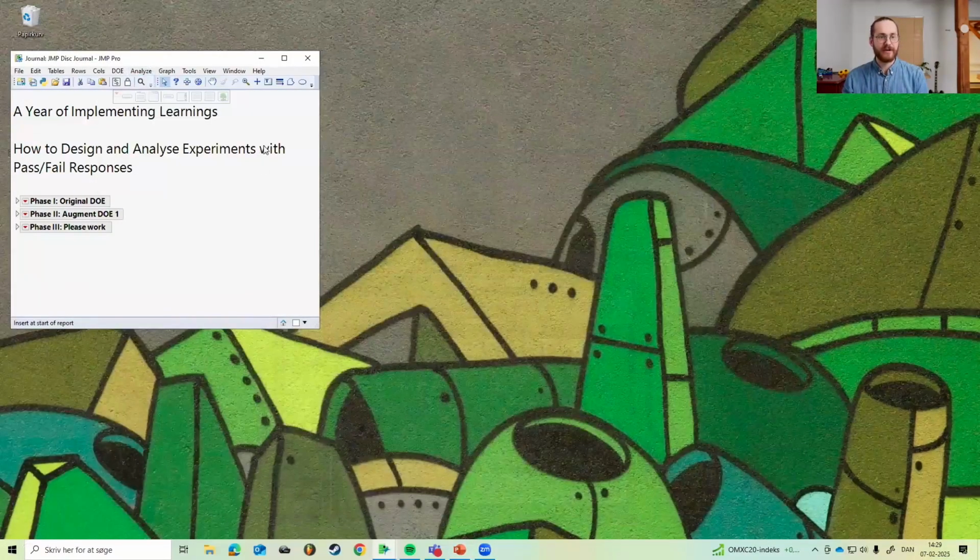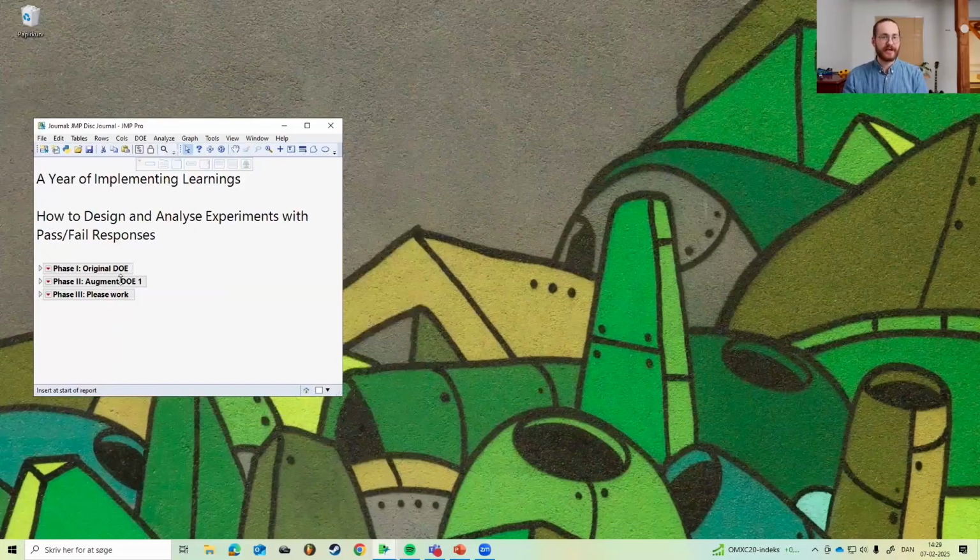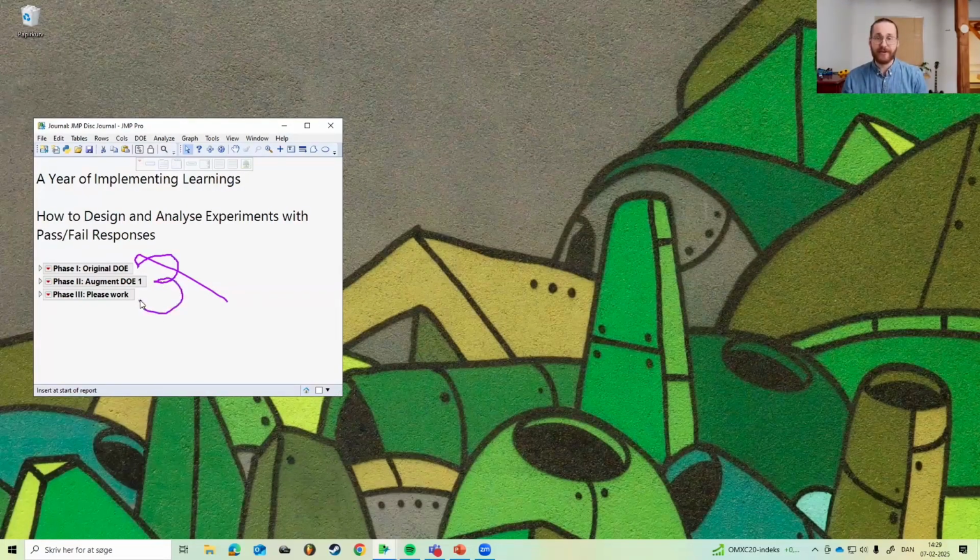Okay, so it was really done in 3 steps. I had an original DOE. Then we did the first augmentation, adding 12 more runs. And then we did a third augmentation, adding 8 more runs or 6 more runs. And we'll go through the steps of why we did it and the learnings as we go along.